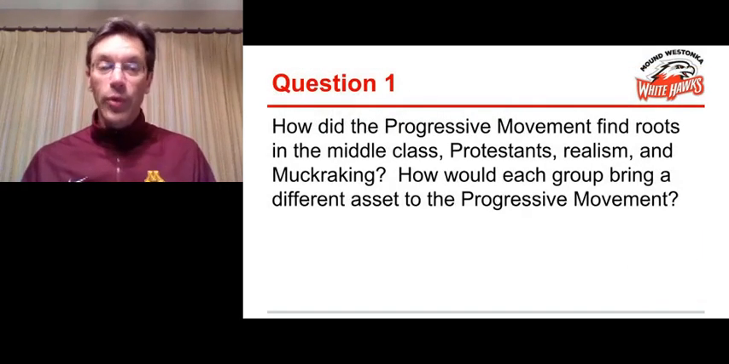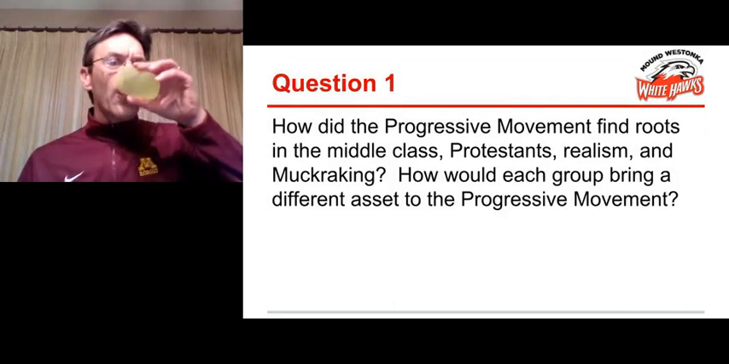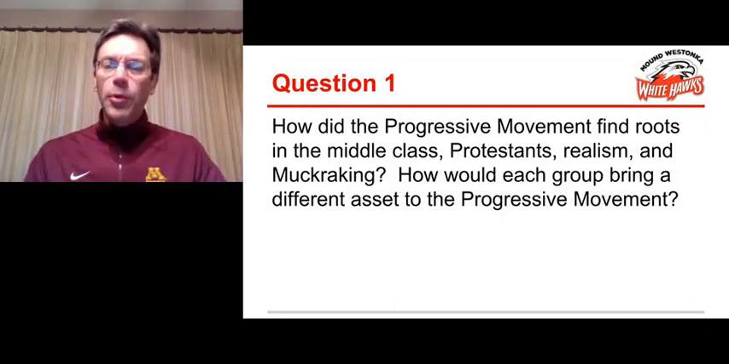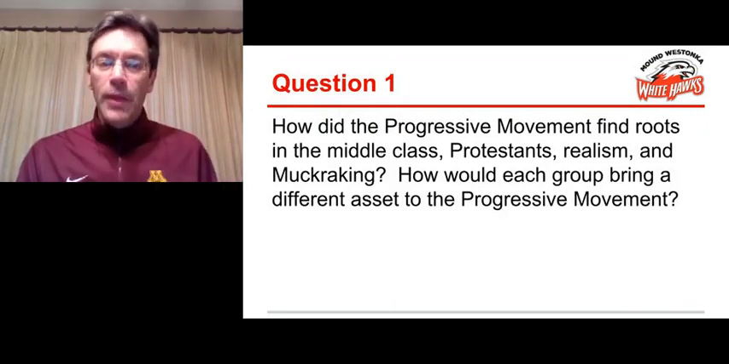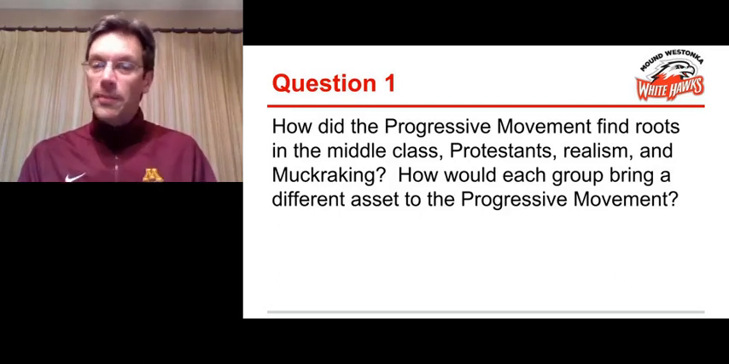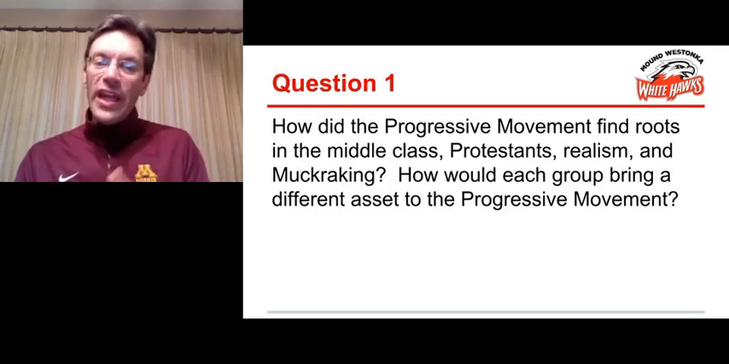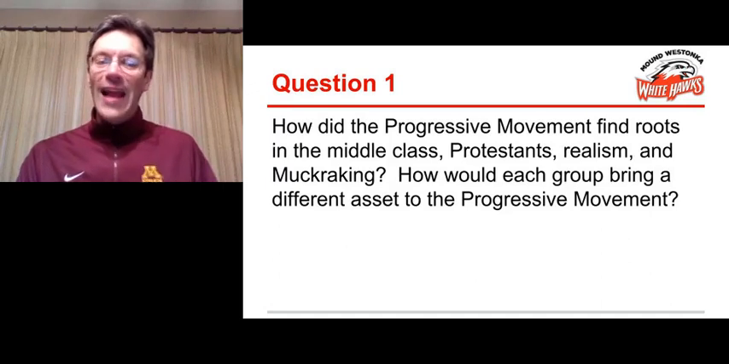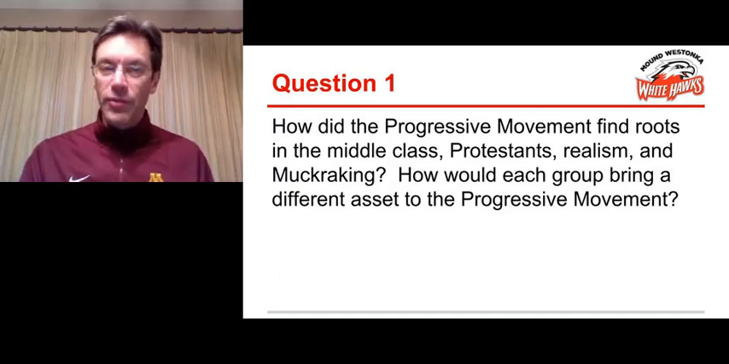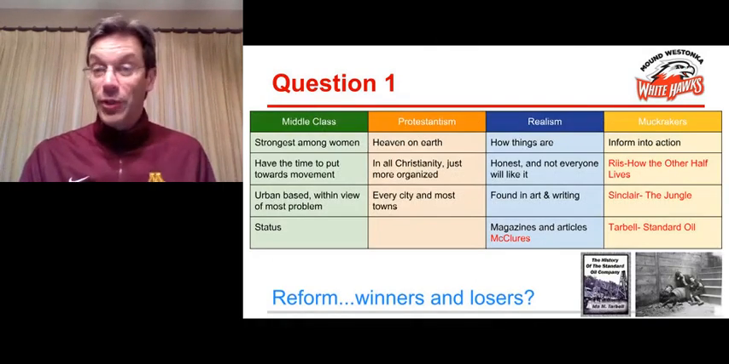So the first question that we went over in class: how did the progressive movement find roots in the middle class, Protestants, realism, and muckraking? And how would each group bring a different asset to the progressive movement? So here's what we essentially went through in class.